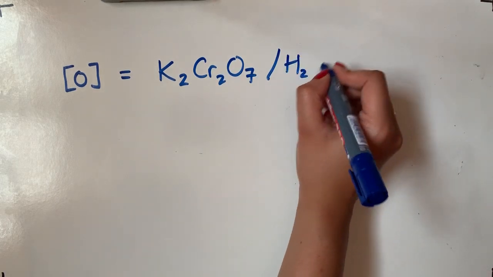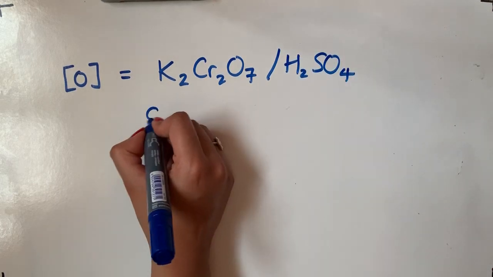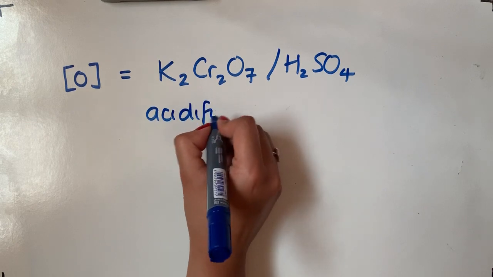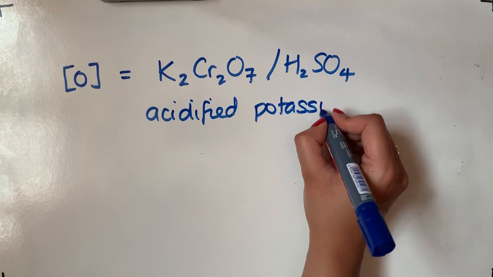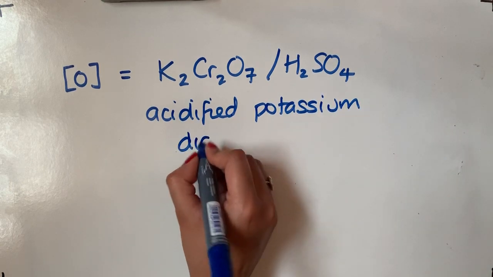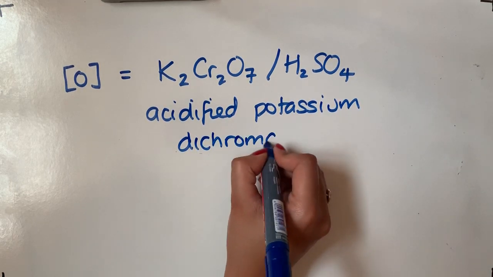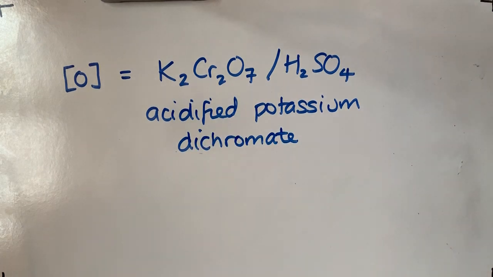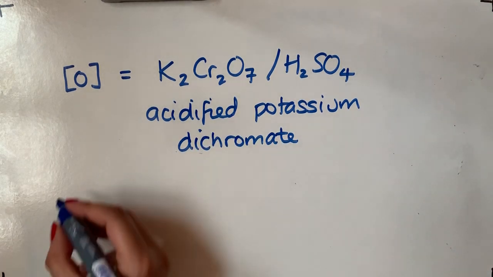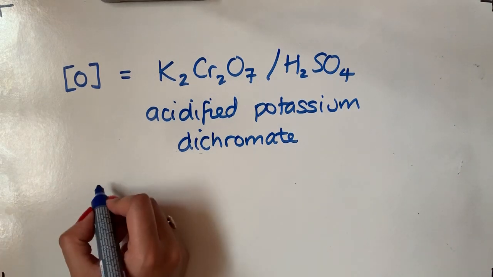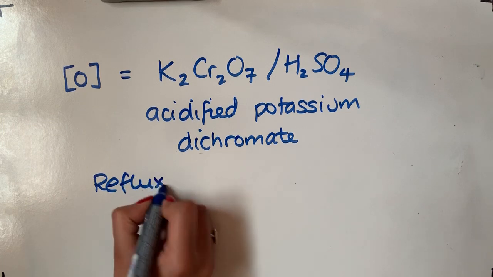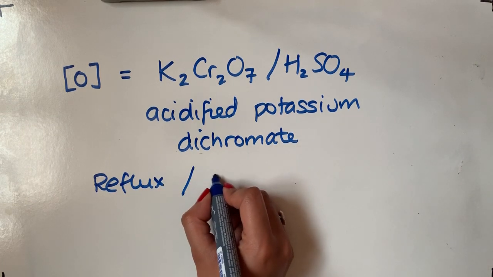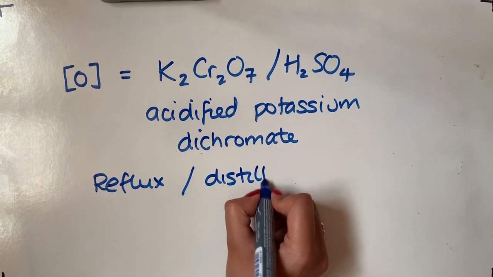and sulfuric acid. So you can also write this out as acidified potassium dichromate. And depending on the alcohol that you have, you can form different products by changing the conditions. So you can have either of these two conditions. You can have reflux, or you can have distillation conditions.